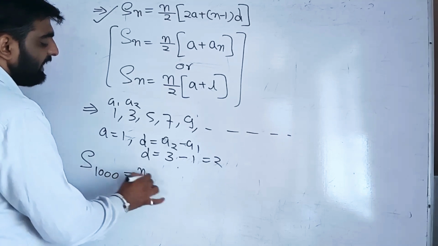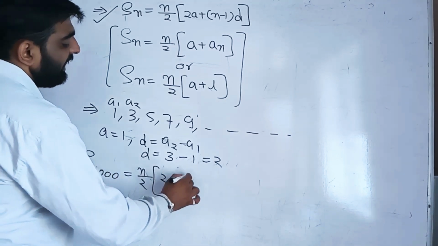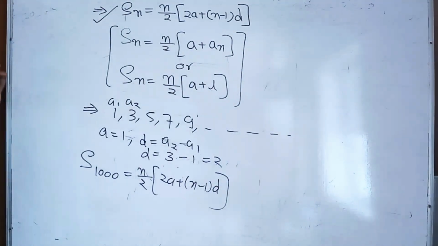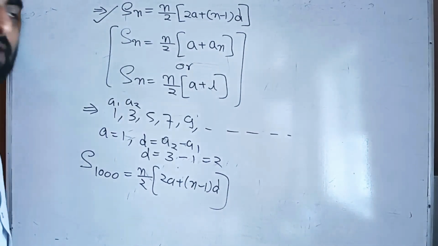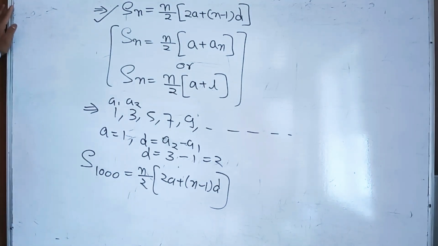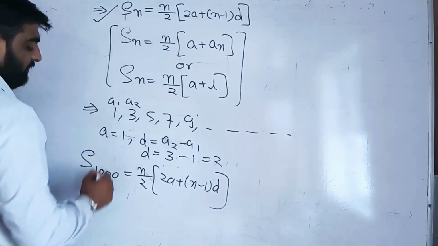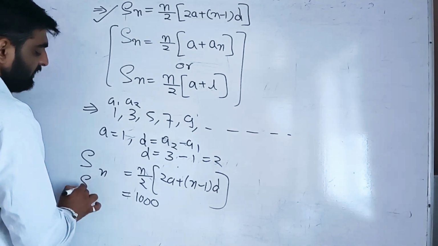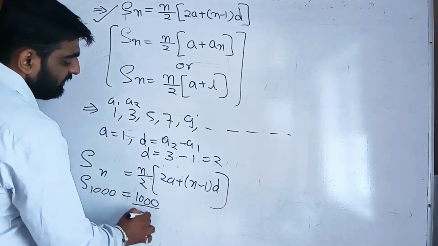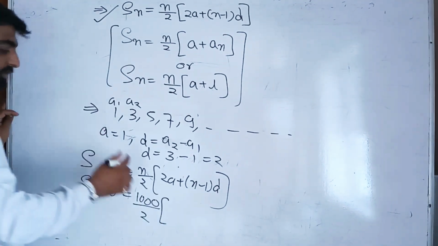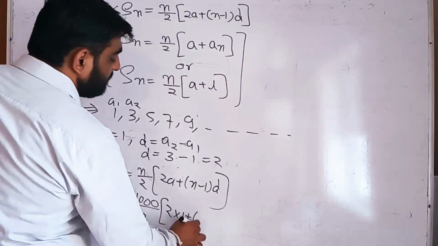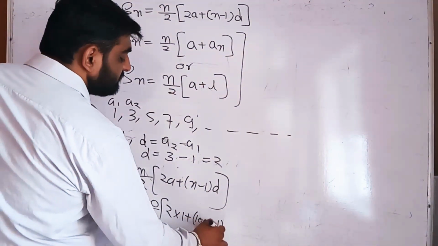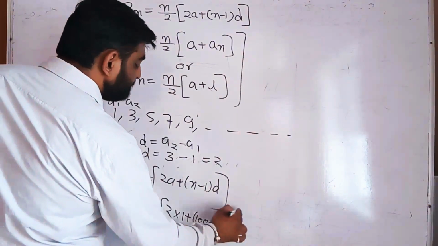So here we use n upon 2 into [2a plus (n minus 1) into d]. Why don't we apply the other formula? Because here the l, or an, the last term, is not given. So that's why we apply the first formula. We put n as 1000: 2 into 1 plus (1000 minus 1) into d, where d is 2.